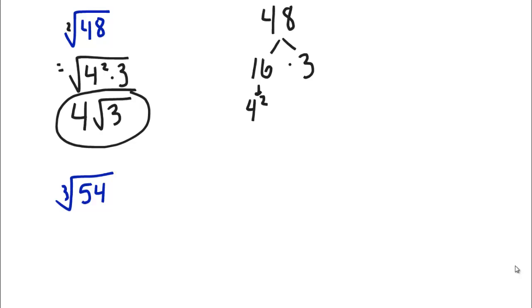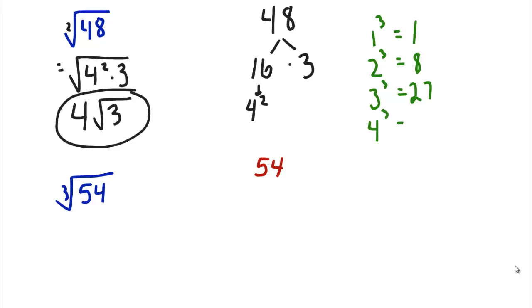A similar process applies if we're trying to simplify the cube root of a number. Let's try the same thing. This time I'm looking for perfect cubes that are factors of 54. It's probably a good idea to be familiar with the first few perfect cubes. 1 cubed equals 1, 2 cubed equals 8, 3 cubed equals 27, 4 cubed equals 64. Those are some nice numbers to be familiar with.